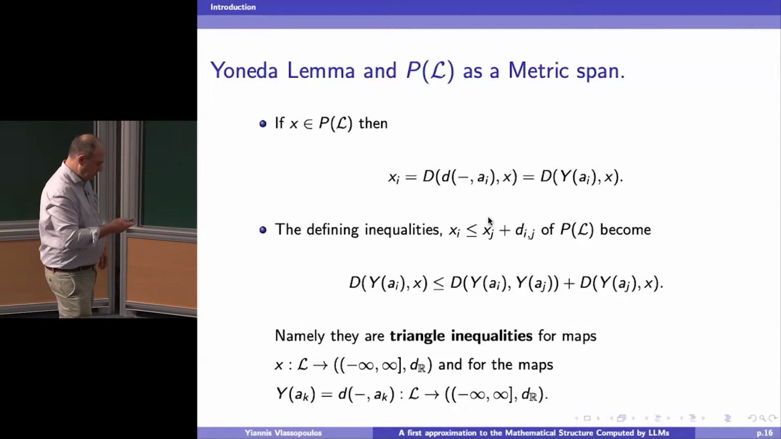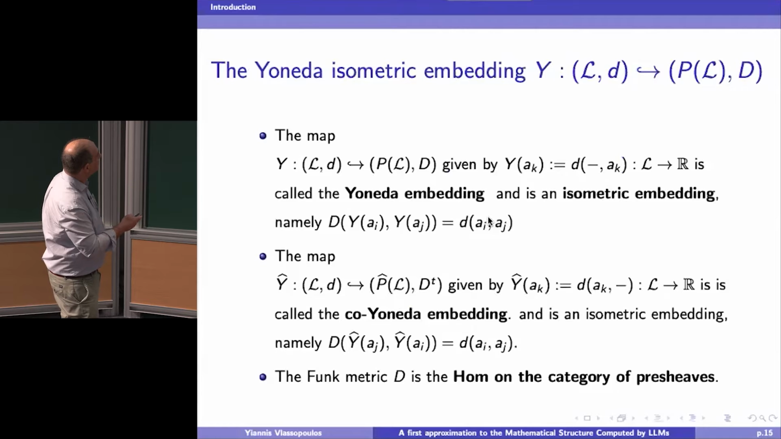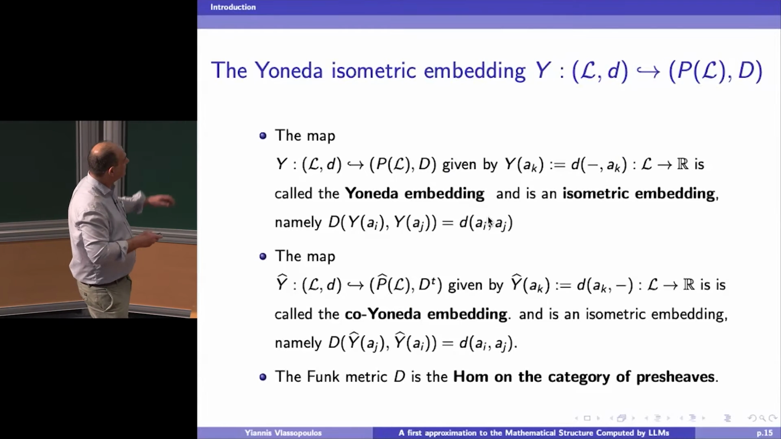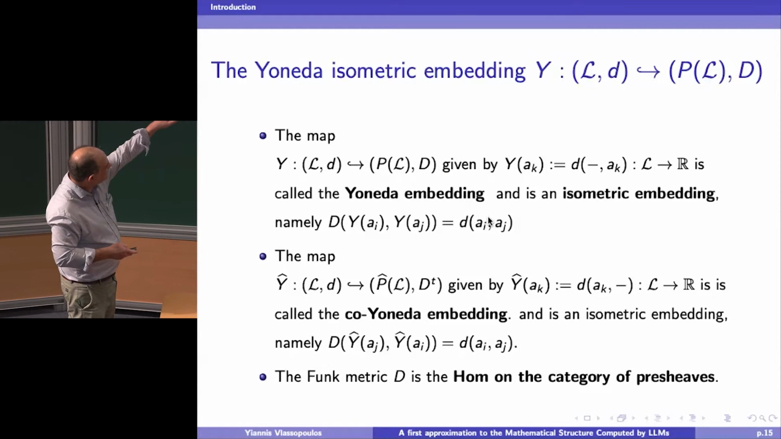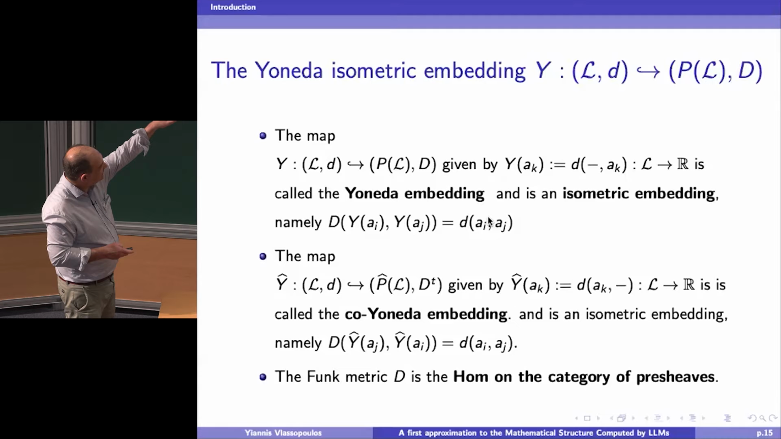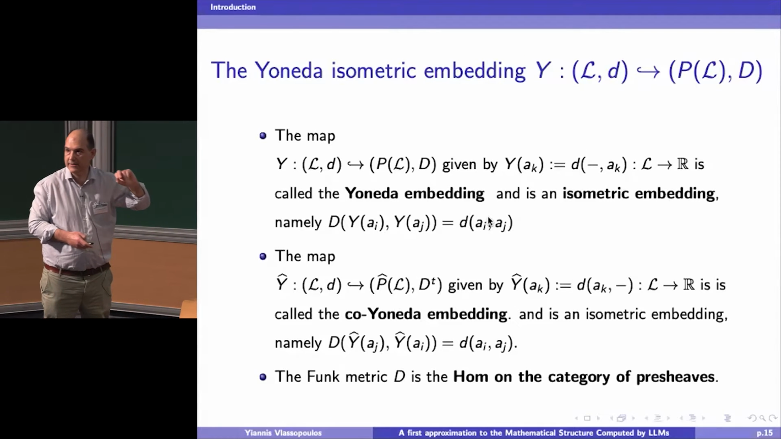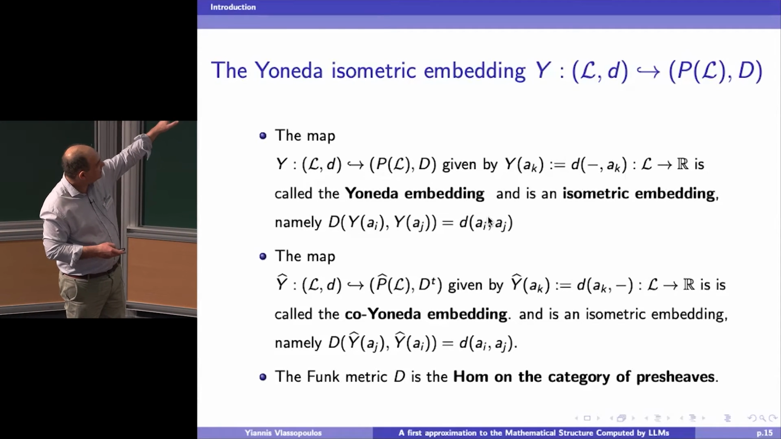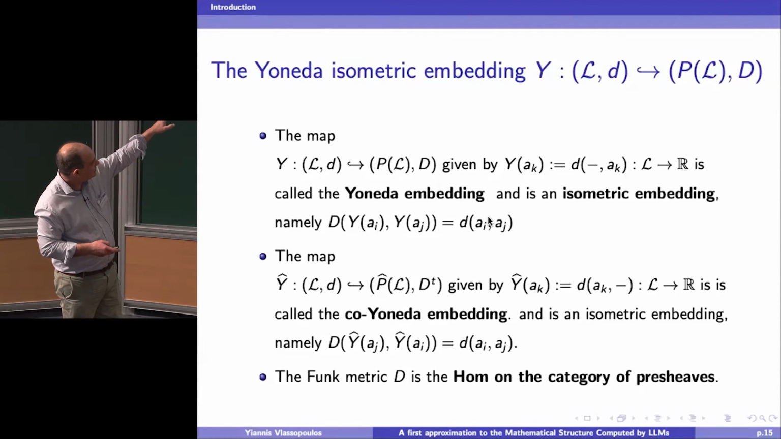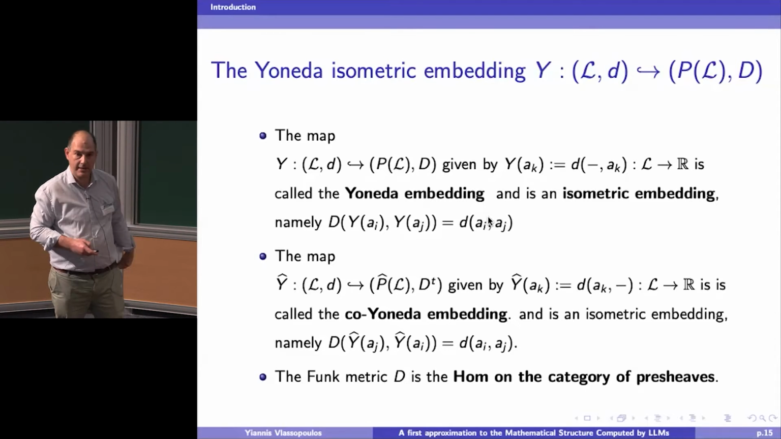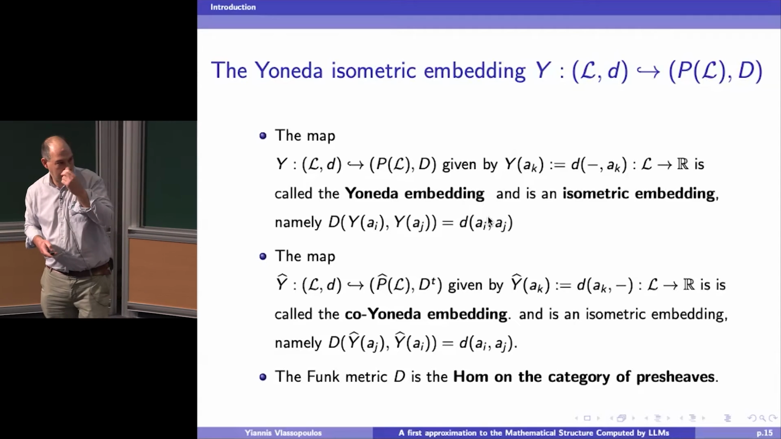Let me go back for a second, because I want to make sure something is clear. The map is precisely that you send ak to the distance to ak. This is the map. And the other map, on the unit embedding and the co-unit embedding: with the first one you take restrictions, and with the second one you take extensions.